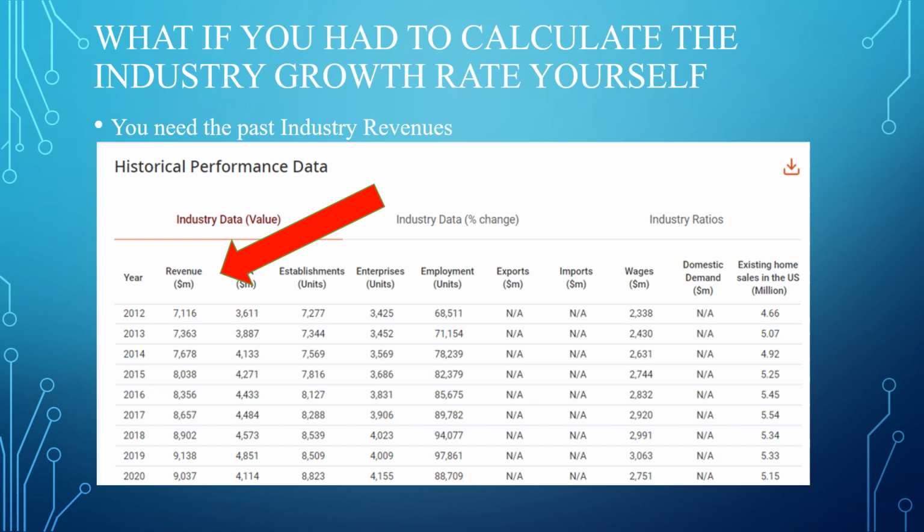I have them going back to 2012. It turns out IBISWorld has them going back even a little further. You'll notice that they have a revenue estimate for each year. The previous years' estimates are fairly accurate because they're based on now historical data rather than trying to estimate current or future data. So you can see here that for instance, from 2015 to 2020, the industry grew from $8 billion to $9 billion.